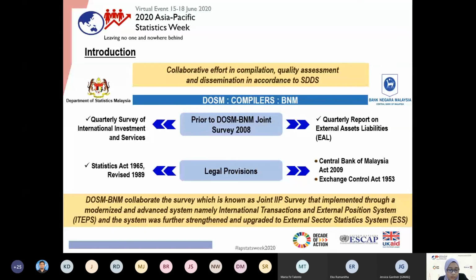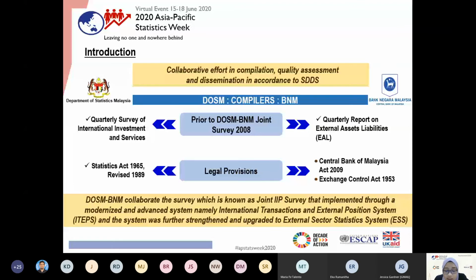Subsequently, both agencies decided to collaborate on the survey, known as the IIP Joint Survey, which will be implemented through a modernized and advanced system, namely the International Transactional External Position System, ITAPS. Nonetheless, there were several drawbacks of the ITAPS system due to the huge amount of data reported in the system, causing a delay in transferring the data to the DOSM survey.